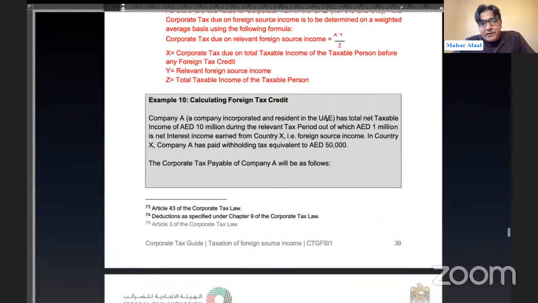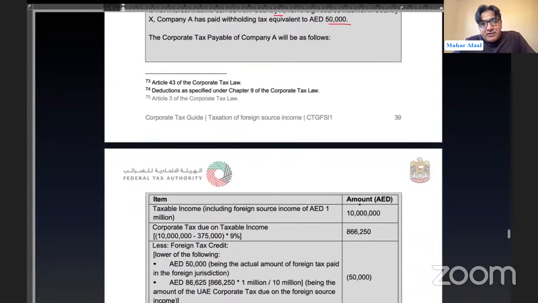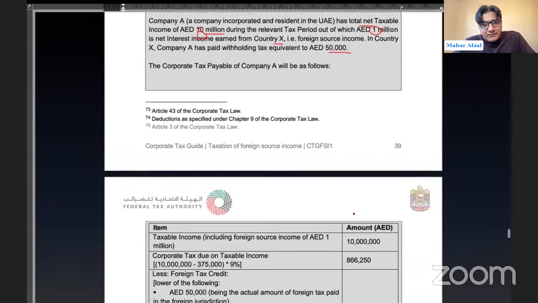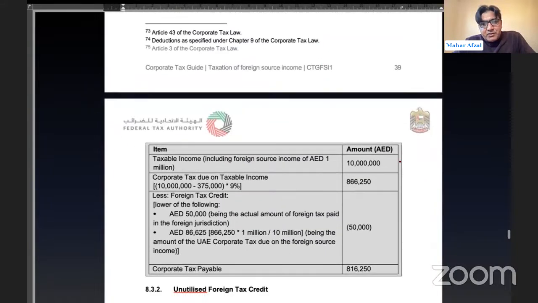Company A, incorporated and resident in the UAE, has total taxable income of 10 million in the relevant tax period, including 1 million from country X. So UAE sourced income is 9 million, foreign source income is 1 million. Country X has withheld tax of 50,000. Now the income will be consolidated based upon the generic principle. Sorry, 10 million is including this 1 million. So total income is 10 million.